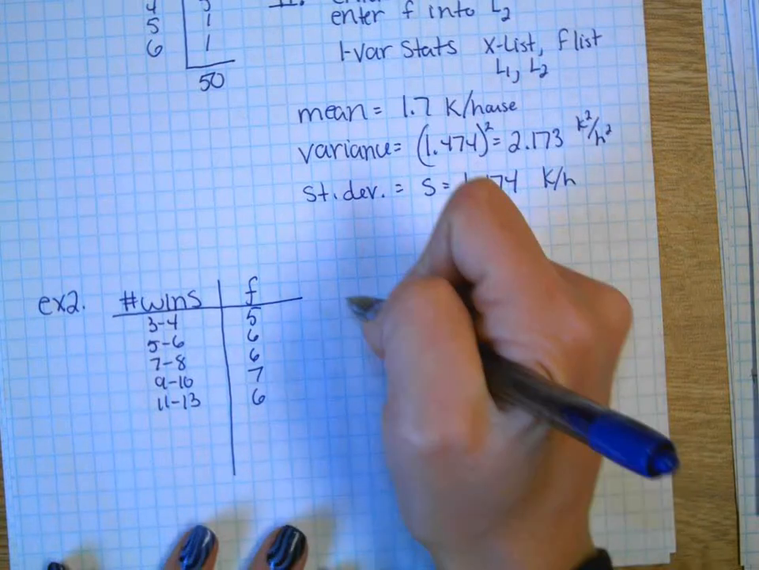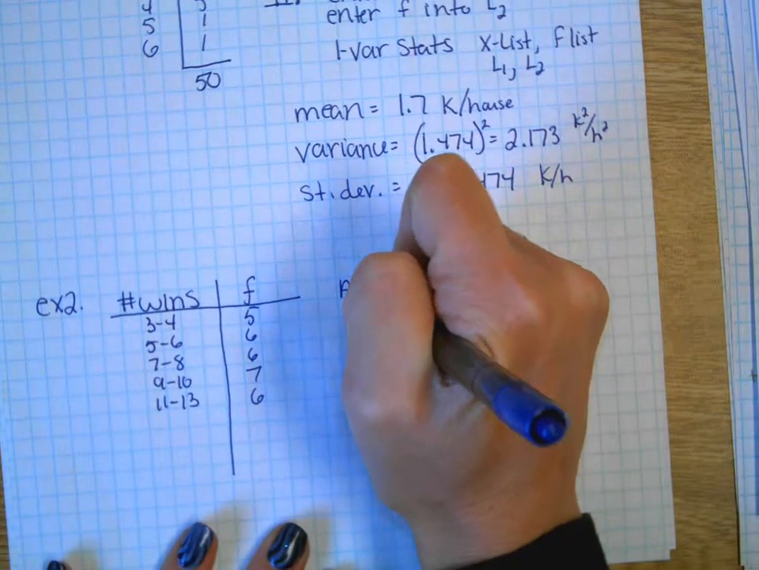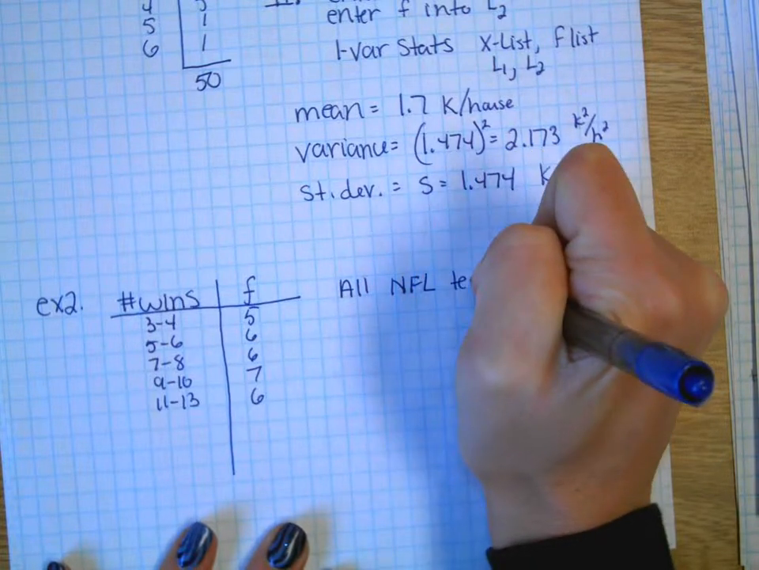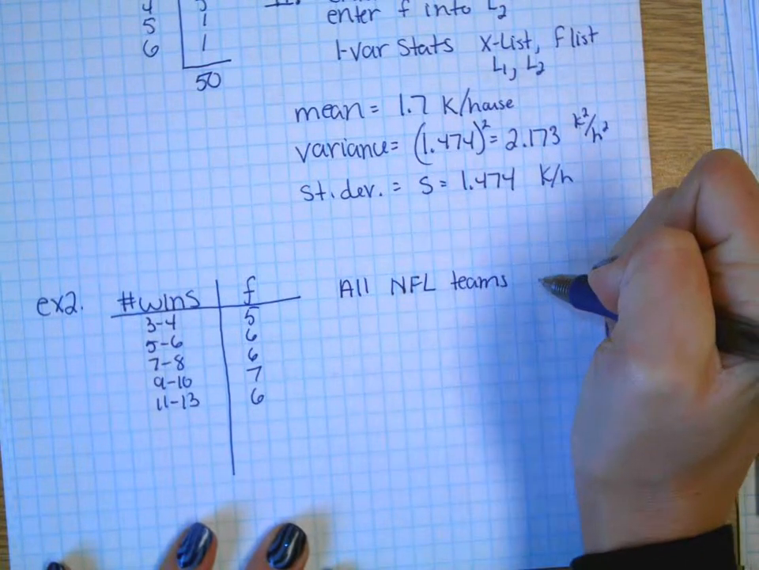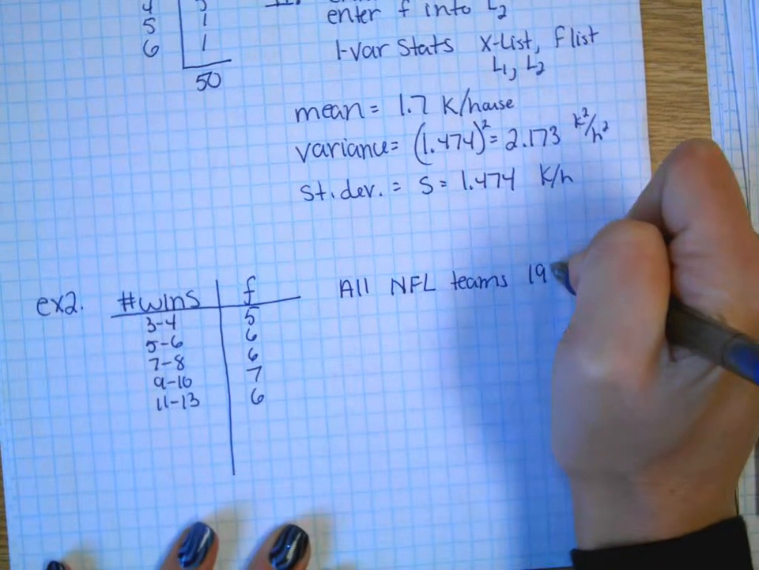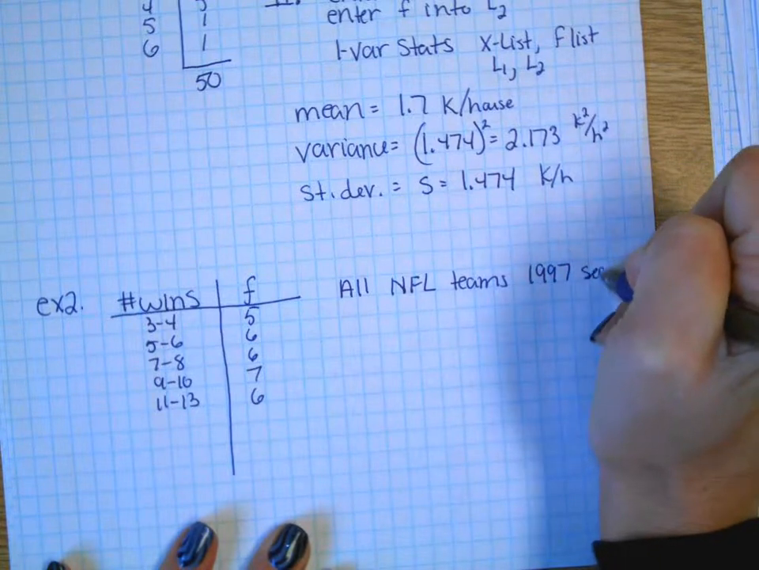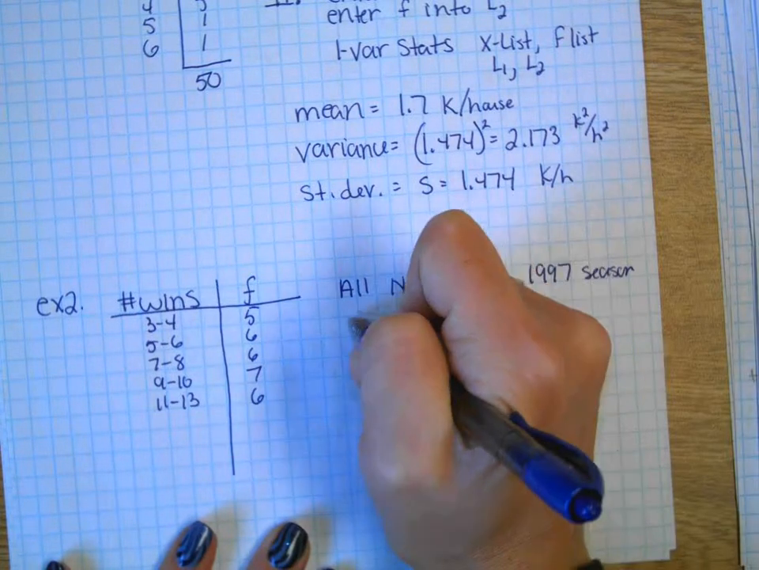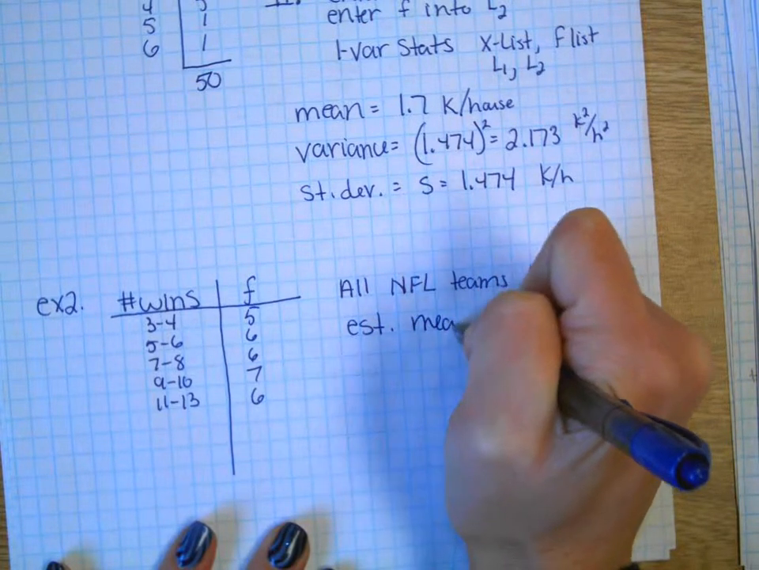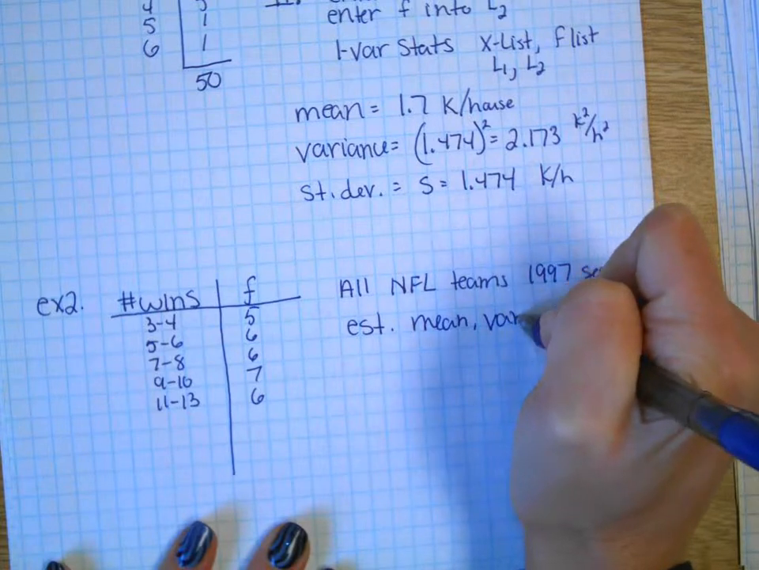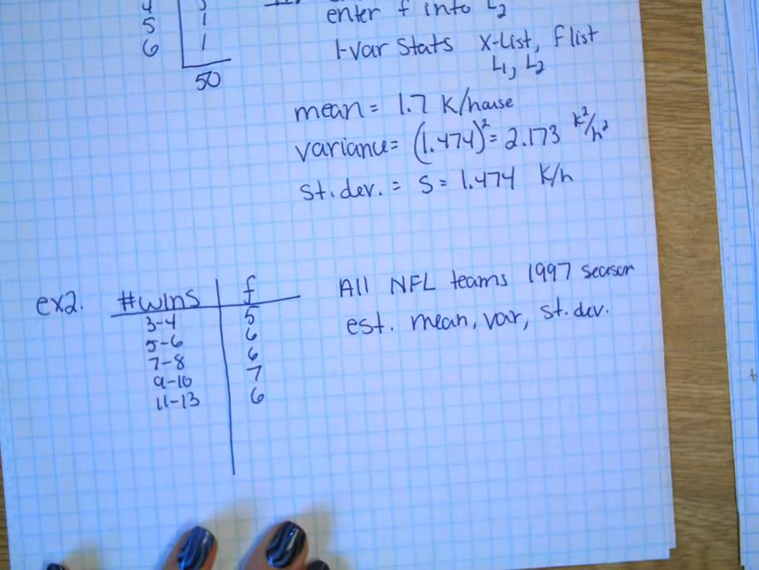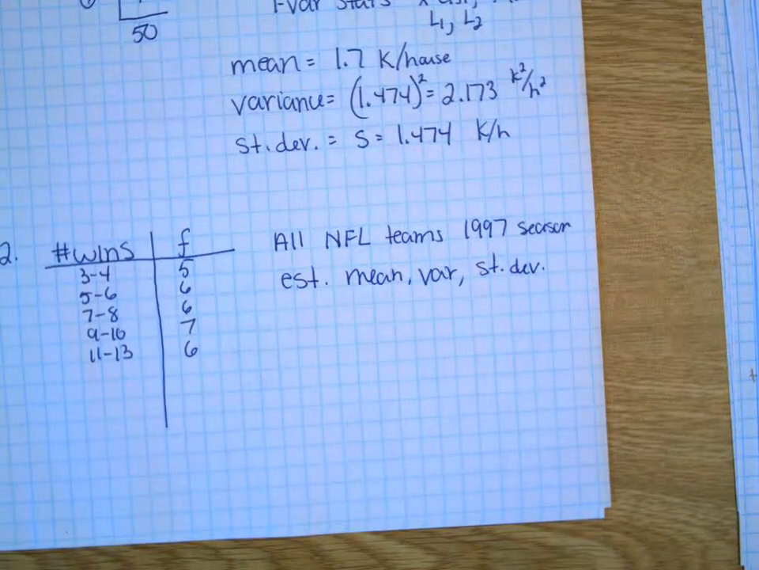Okay, this is for all the NFL teams in the 1997 season. You're going to estimate the mean, the variance, and the standard deviation. Okay, we want mean, variance, and standard deviation.